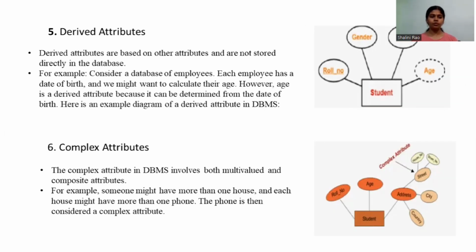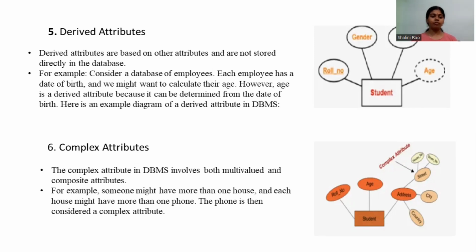Derived attributes. Derived attributes are based on other attributes and are not stored directly in the database. For example, consider a database of employees. Each employee has a date of birth, and we might want to calculate their age. However, age is a derived attribute because it can be determined from the date of birth. Here is an example diagram of a derived attribute in DBMS.